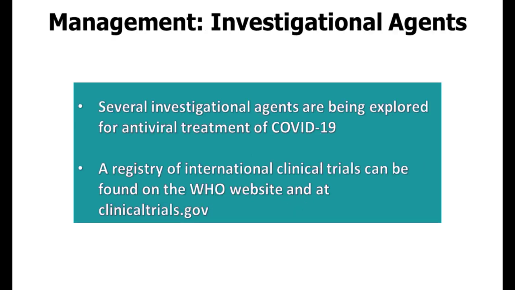There are other investigational agents that we can look at for management. There are a number of investigational agents being explored for antiviral treatments for COVID-19, and enrollment in clinical trials should be discussed with patients or their proxies. There's a registry of international clinical trials that you can find at either the World Health Organization website or clinicaltrials.gov.